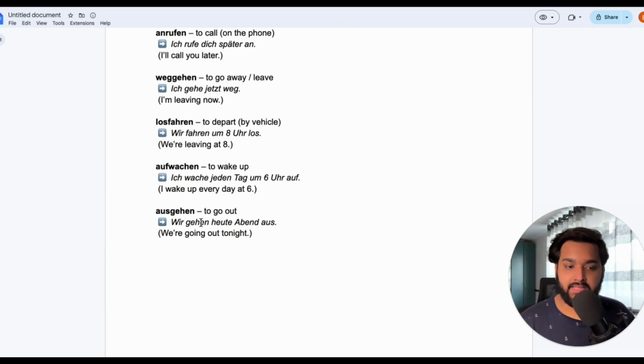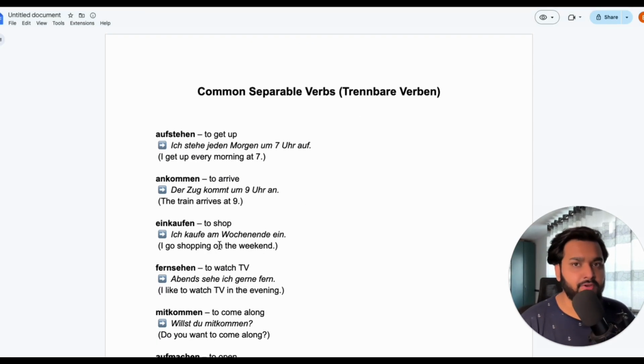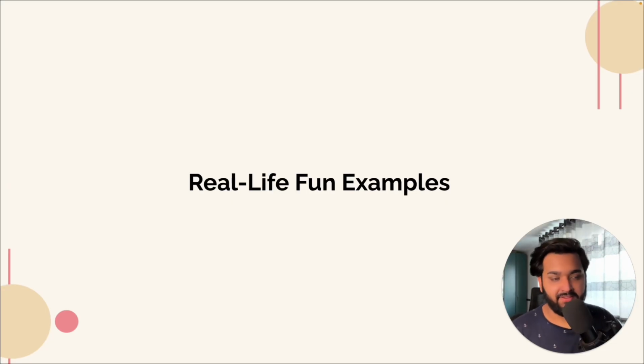Next up we have ausgehen, to go out. Wir gehen heute Abend aus. That means we are going out tonight. So these are some most commonly used Trennbare Verben, or known as separable verbs. If you want to access this document, you can find it down below in the description. Now let's go through some real life fun examples.